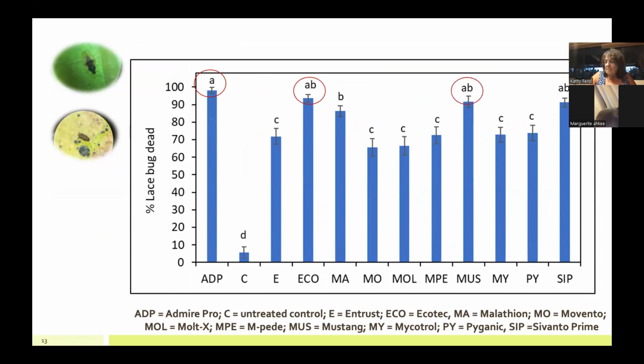Mustang was that synthetic pyrethroid, which is a restricted product. And then Sivanto Prime is a non-restricted product, which is a systemic product similar to Admire Pro. So these 4 products showed the best control, followed by malathion, but pretty much everything else showed at least 70% kill throughout the trial. So these numbers represent our average of all of the data collected throughout the period of treatment.